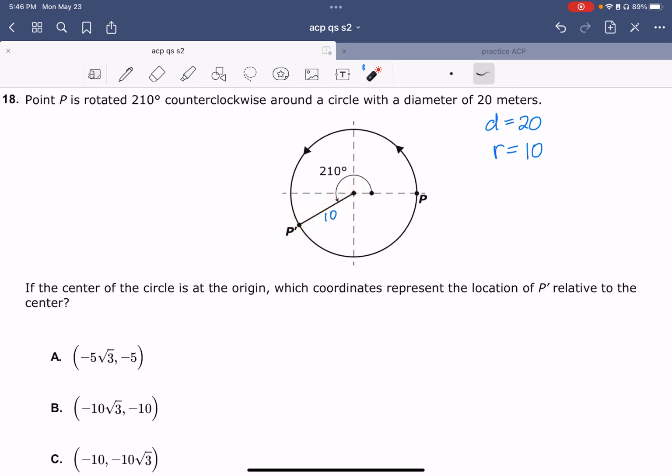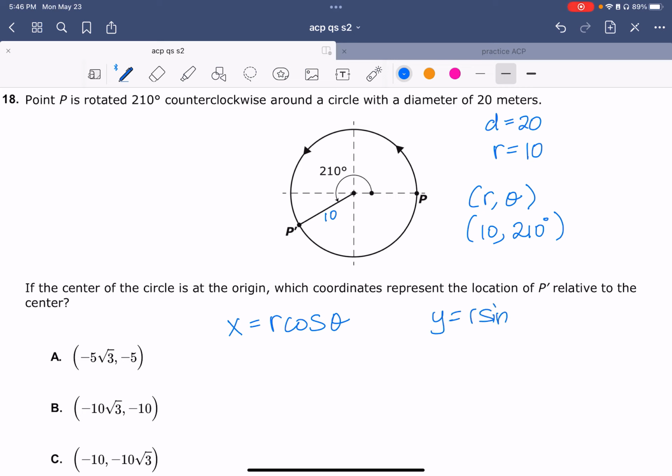Now, if you think about the things that we have learned, the topic where they give you a radius and an angle measurement is polar coordinates. So they're basically giving you r and theta. They gave you r is 10 and theta is 210 degrees. So if they give you the polar coordinates, they want you to give them back the rectangular coordinates, and the equations for those are x equals r cosine theta, y equals r sine theta. And then you just plug it in. So r is 10, theta is 210, and then you would just go ahead and put that in the calculator.